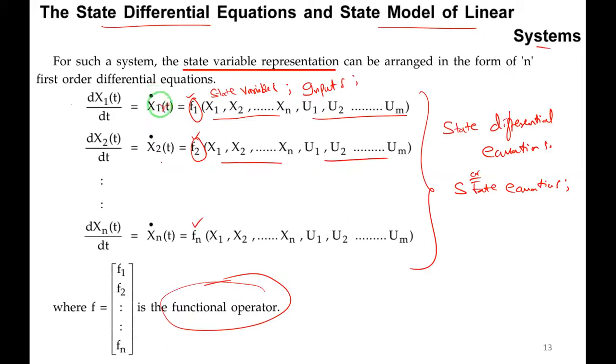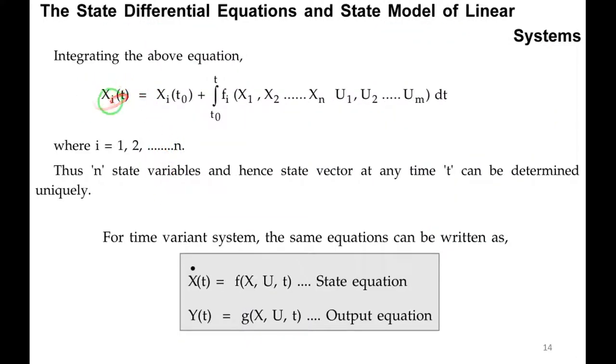Next, this is differentiation. If I want the state variable x1 of t back from x1 dot of t, what do I have to do? I have to integrate. So xi of t, where i runs from 1, 2 and so on till n, is equal to the initial state xi of t naught plus the integration of this functional operator, which is a function of state variables as well as inputs, d tau. The initial state is the initial condition at time t equal to t naught.